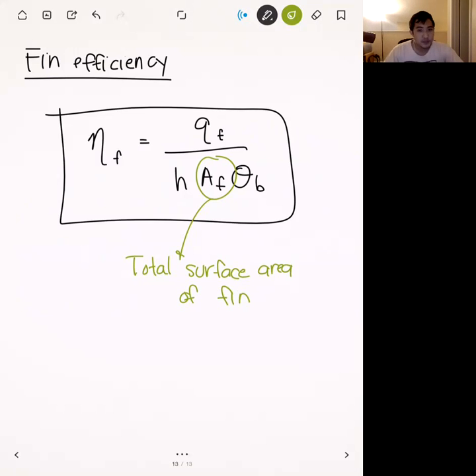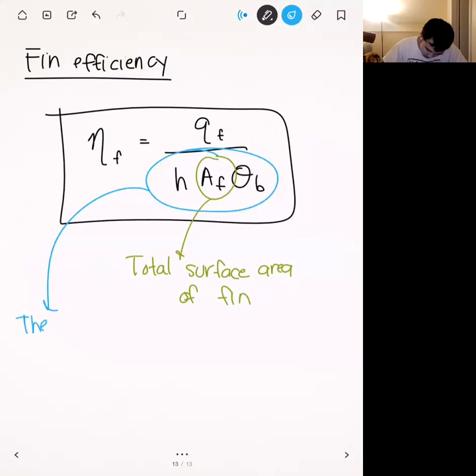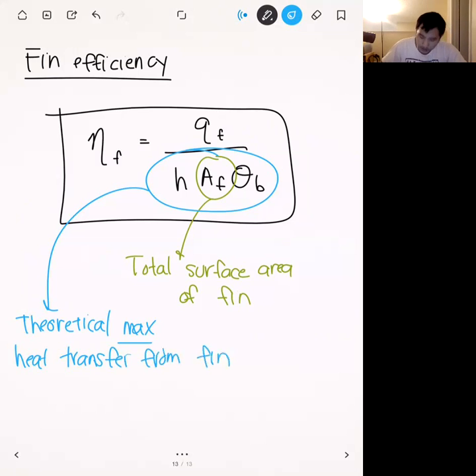Right. And so what this efficiency basically measures is, efficiency is also going to be a ratio here. And on the top, we have the heat transfer from the fin. And on the bottom here, we have what you can think of as the theoretical maximum heat transfer that's possible from the fin. And so I say theoretical because in reality, this is almost impossible to get. So you can get pretty close depending on how you design your fin, but it's impossible to get that, right?